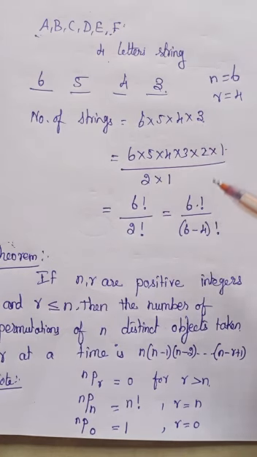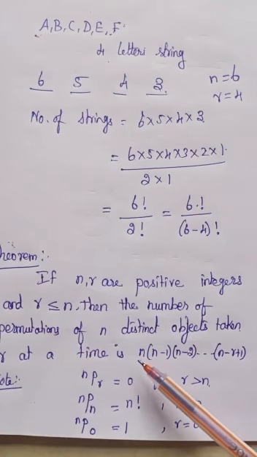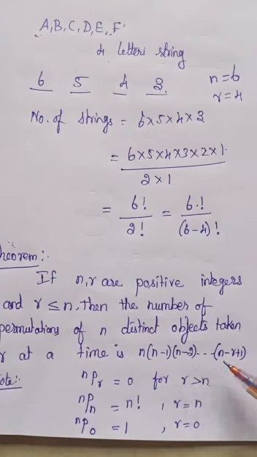Anyway, we have made it as n factorial by n minus r factorial. Otherwise, our answer will be n into n minus 1 into n minus 2, etc., up to n minus r plus 1.